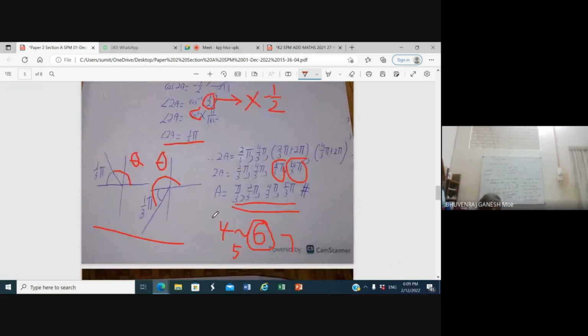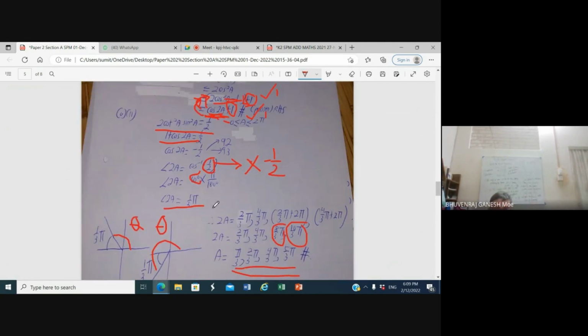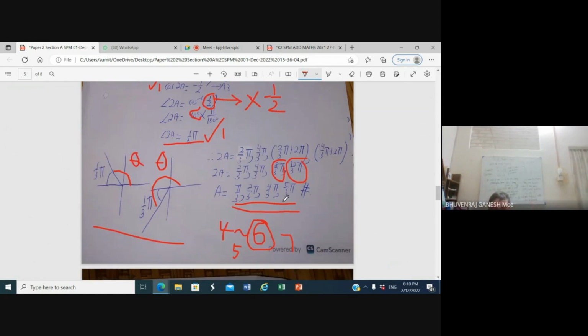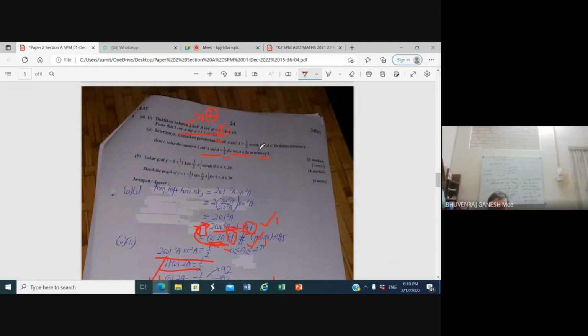Where's the marks? Let me see. When you get cos 2a is negative half, you get 1 mark. Then when you get pi over 3, 1 mark. Final answer, all must be correct. If one is wrong, then gone already, because only 1 mark. So this one is 3 marks.